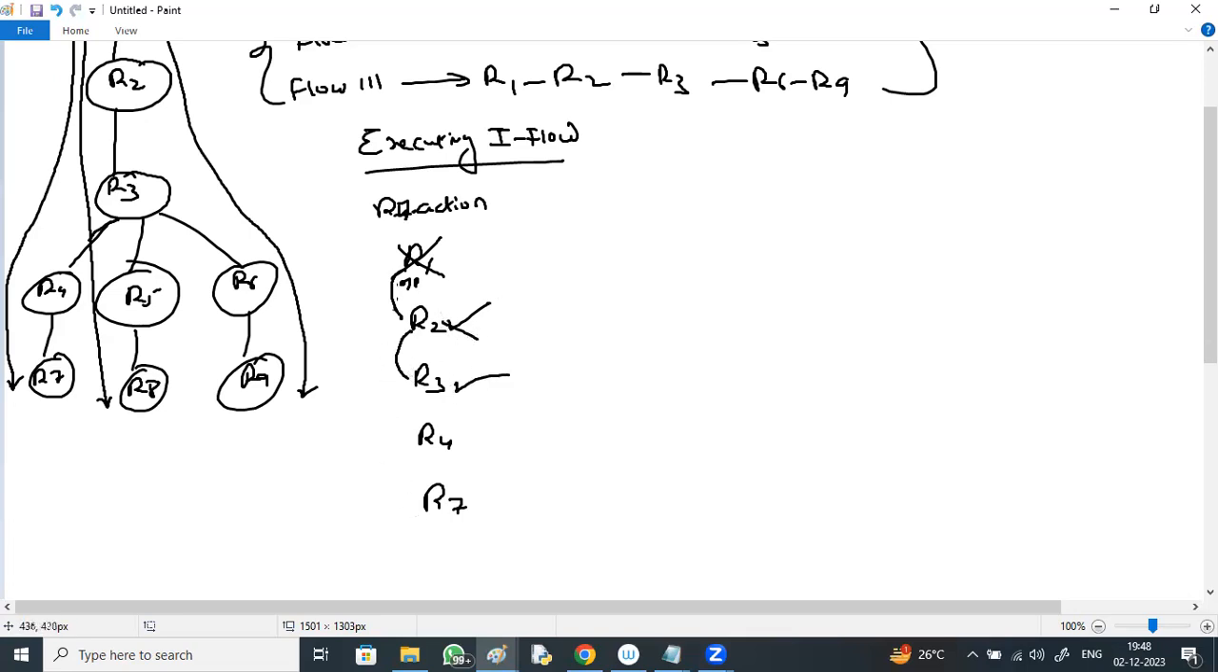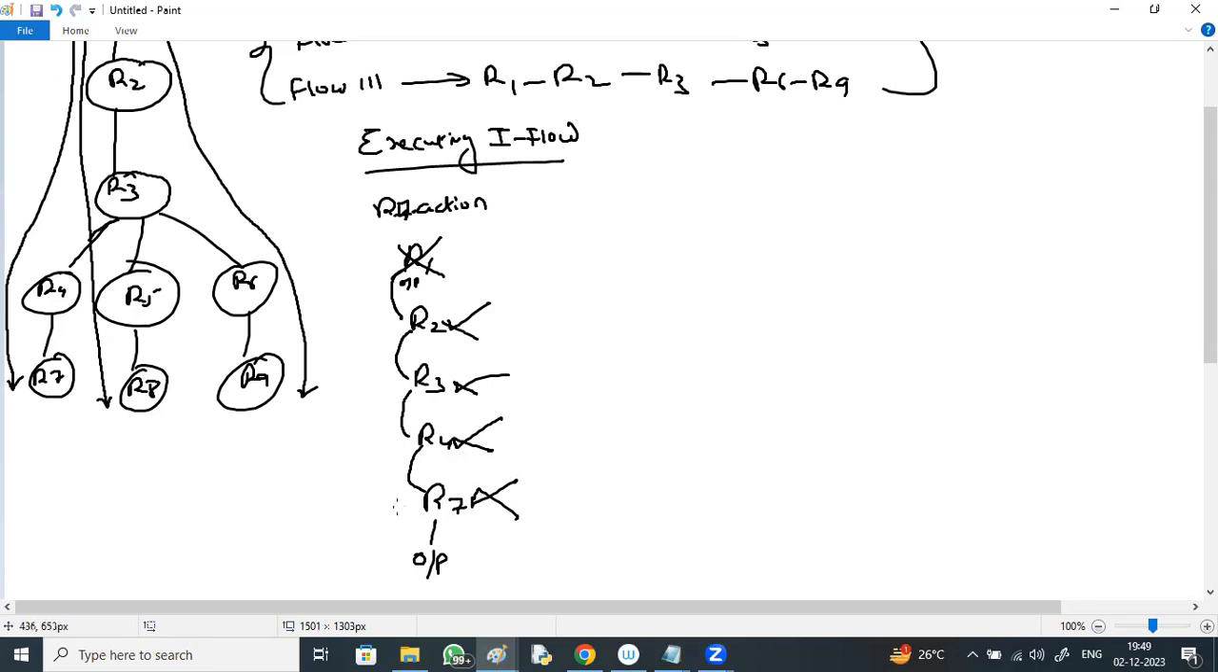See, all these RDDs at a time cannot be loaded into RAM. RAM cannot accommodate this many RDDs, right? When R4 is loaded, R3 is going to get removed from the RAM automatically. When R7 is loaded, R4 gets removed from the RAM. Once R7 output is collected, R7 is also removed from the RAM.